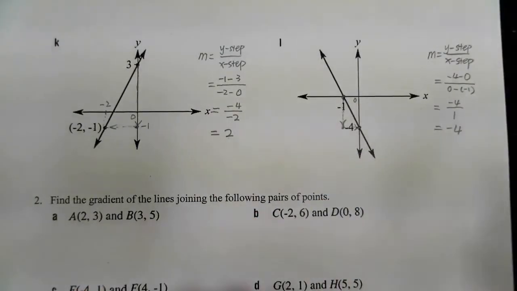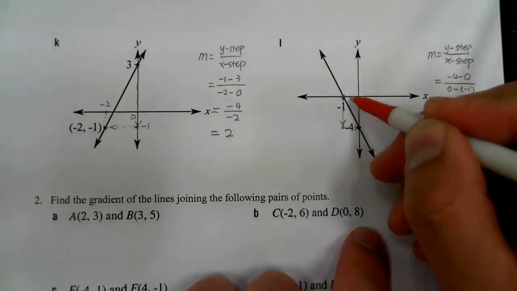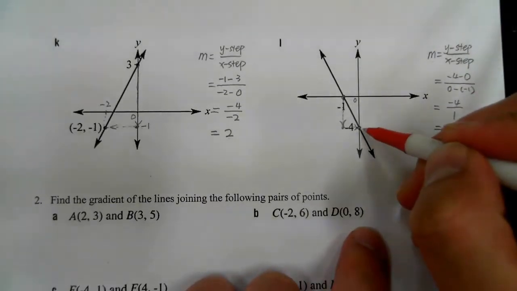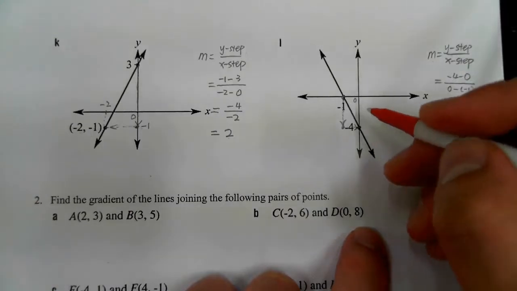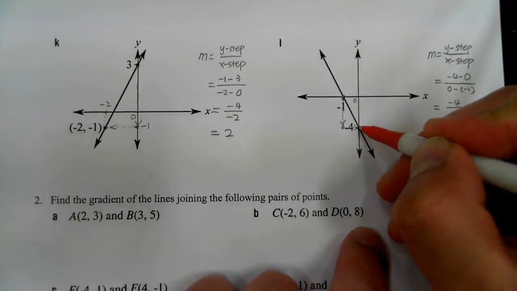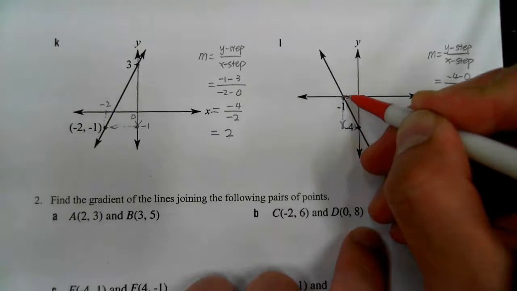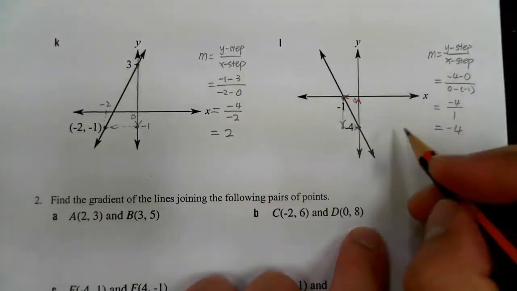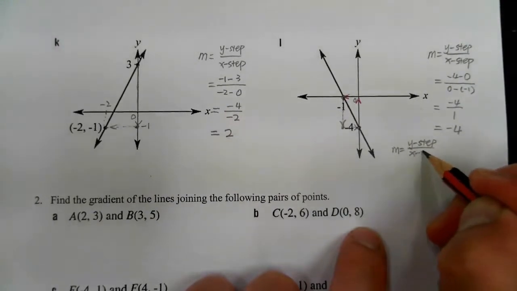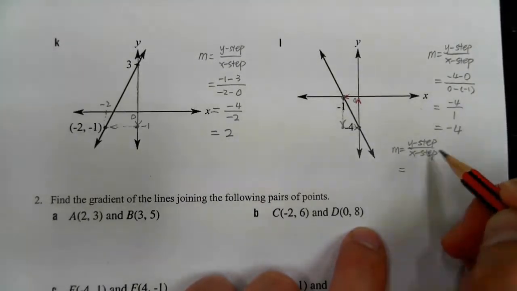Alright, some students asked me after class, can I go from -4 to -1? Will that be different? So let's have a look, and then you can tell yourself whether there's any difference. So let's start from -4 to here first, and then I start from 0 to -1 this way. Now let's calculate that. m equals y step over x step. It doesn't matter where you start from.